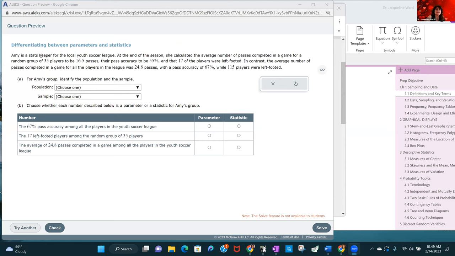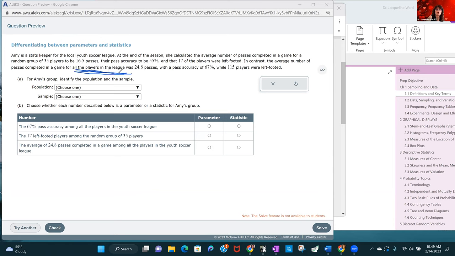All right. Amy is a stats keeper for the local youth soccer league. At the end of the season, she calculated the average number of passes completed in a game for a random group of 35 players to be 16 and a half passes, pass accuracy 55%, and so on. In contrast, the average number of passes completed in a game for all players in the league was so on.